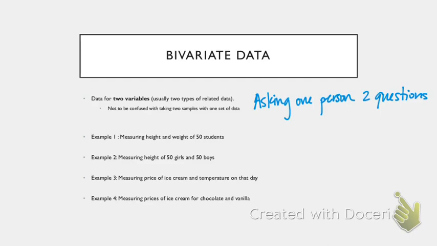So example 1, measuring height and weight of 50 students. Would that be bivariate? Yes. Measuring the height of 50 girls and 50 boys. No. Measuring the price of ice cream and temperature on that day. Yes. Measuring prices of ice cream for chocolate and vanilla. No. Because I'm just asking the price, but I've got two types of ice cream.